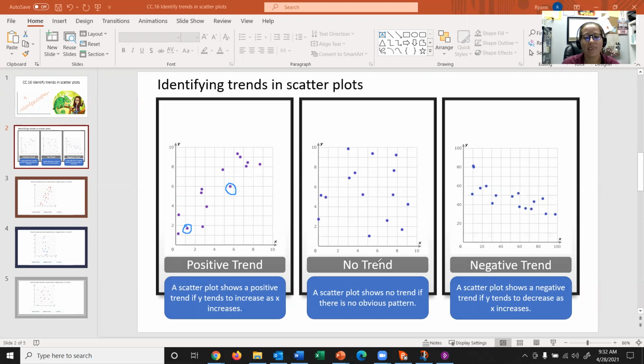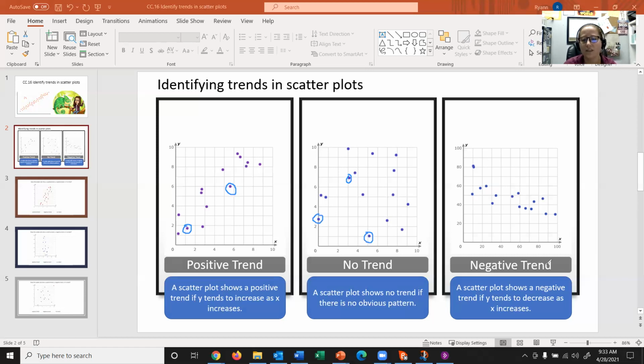Now let's look at what happens when there's no trend. There's no association between the data. A scatter plot shows no trend if there is no obvious pattern. So we can see here we have a point right here, and then we increase on the x-axis, but we're also decreasing on the y-axis. But then if you look over here, we're increasing on the x, but we're also increasing on the y. So it's like the points are just all over the place, and there's really no common description of this graph besides that there's no trend in the data.